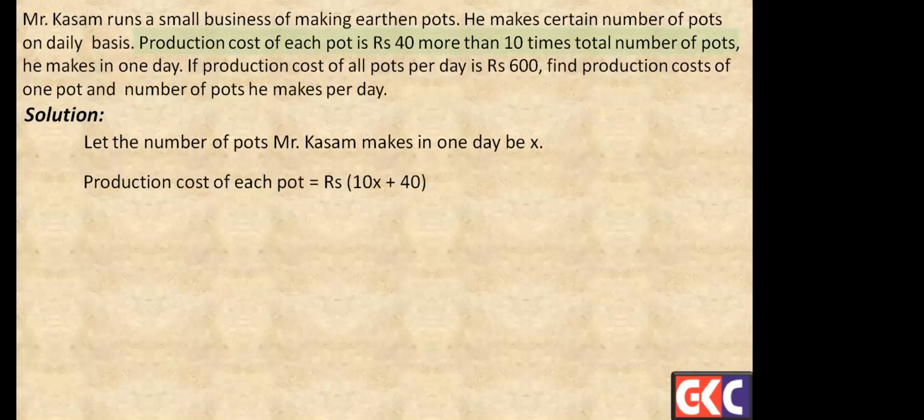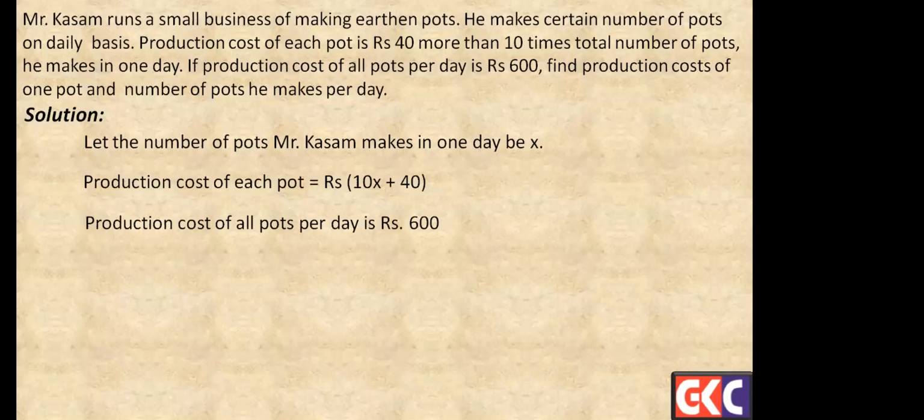और एक information यहाँ पे दिया, क्या information दिया? Total production cost of all pots जो दिया है वो है 600. Okay, the total production cost कितना दिया है? 600. So that is what my third statement. Production cost of all pots per day is rupees 600. So these are the three important things which what the information is given in the question.